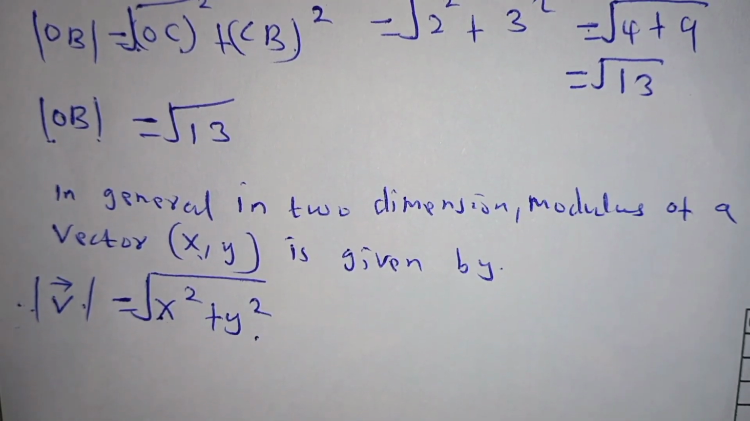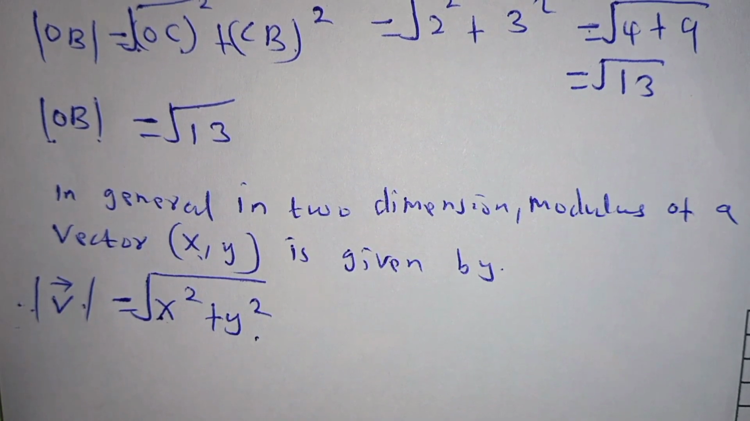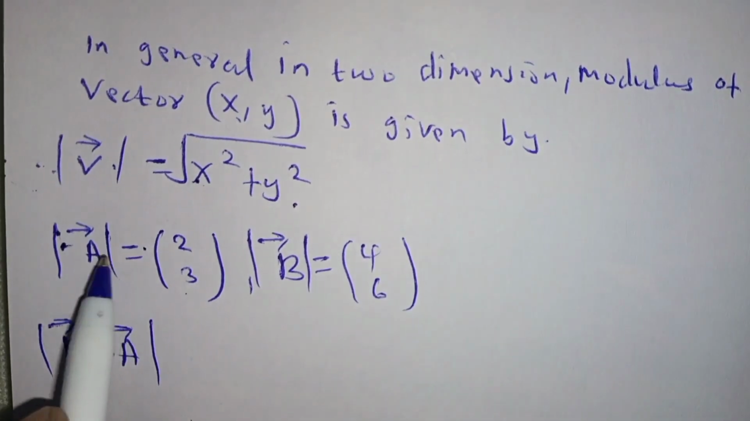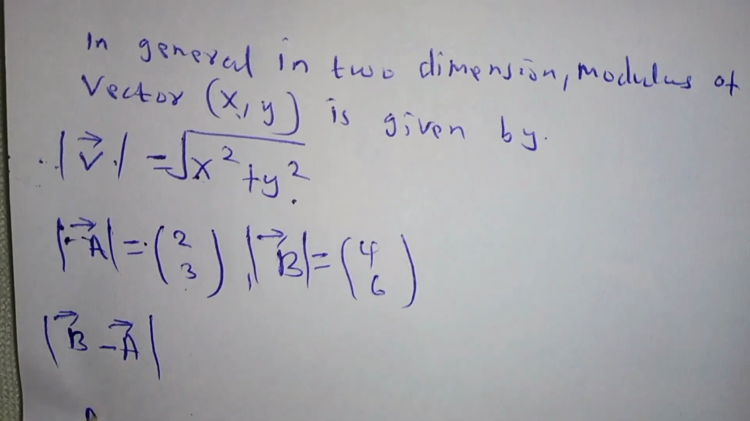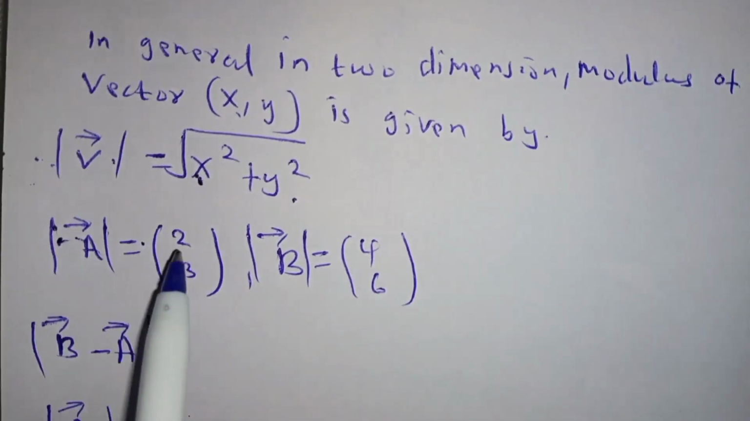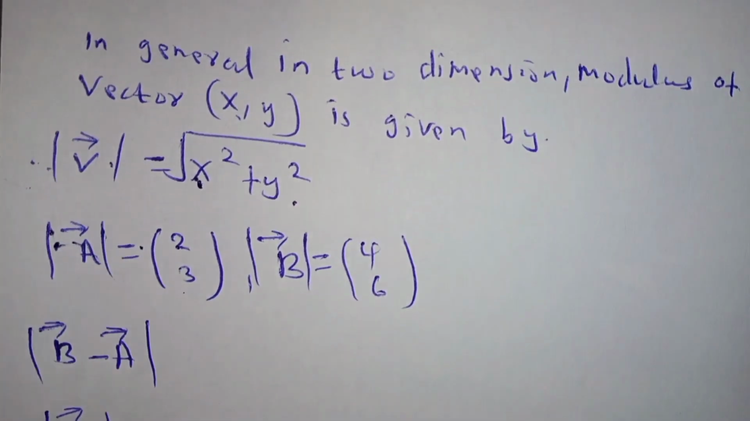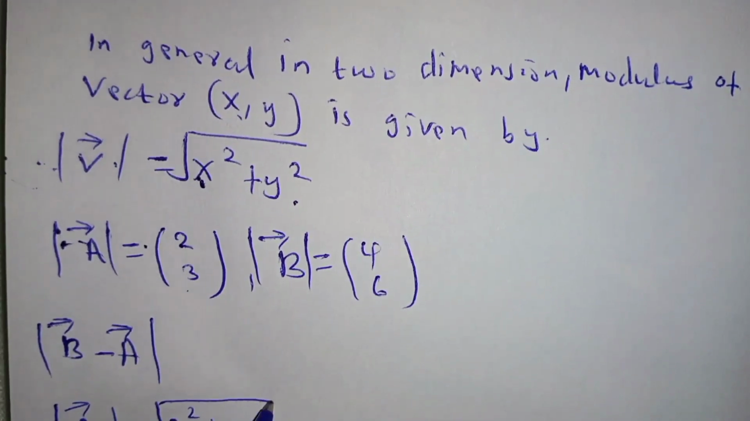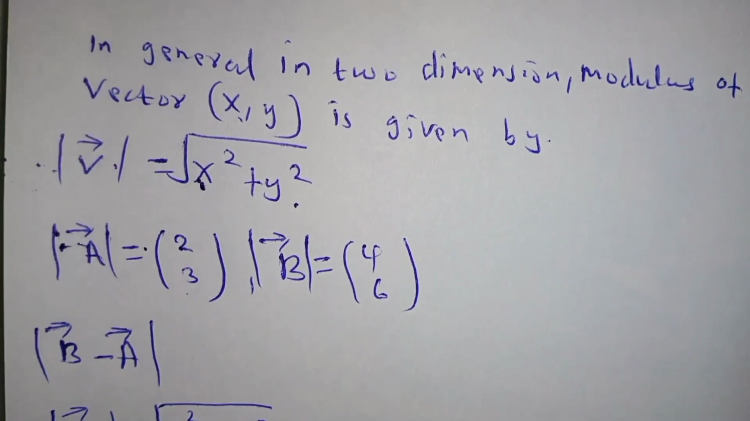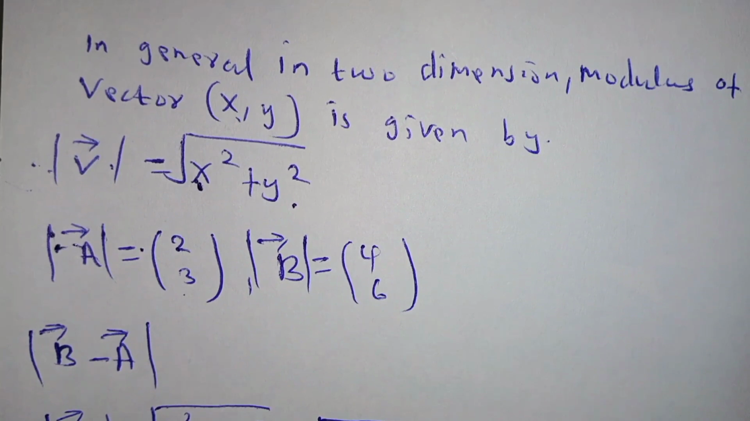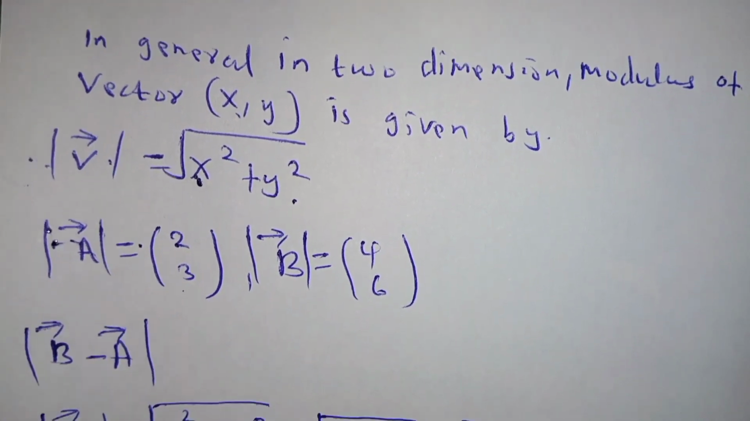Example, find the modulus of the following vectors. So you are going to find the modulus of the following vectors. Vector A. So modulus of vector A will be given by, this is the general formula here. Our x is 2, so you have the square root of 2 squared plus 3 squared. 2 squared is 4, 3 squared is 9. 4 plus 9 will give you 13, square root of 13. So that is the modulus.